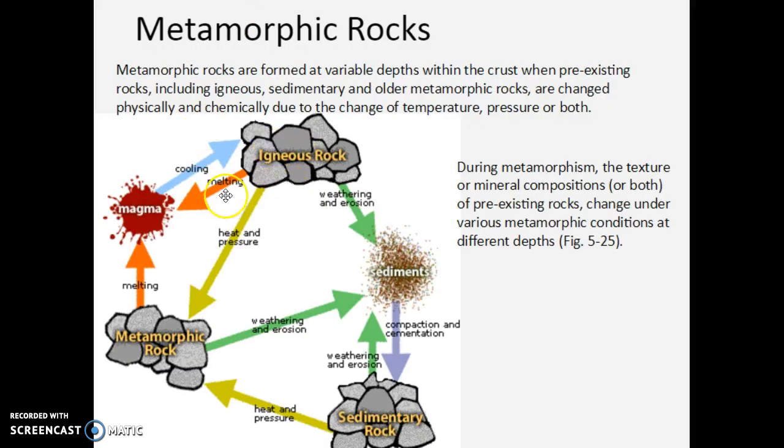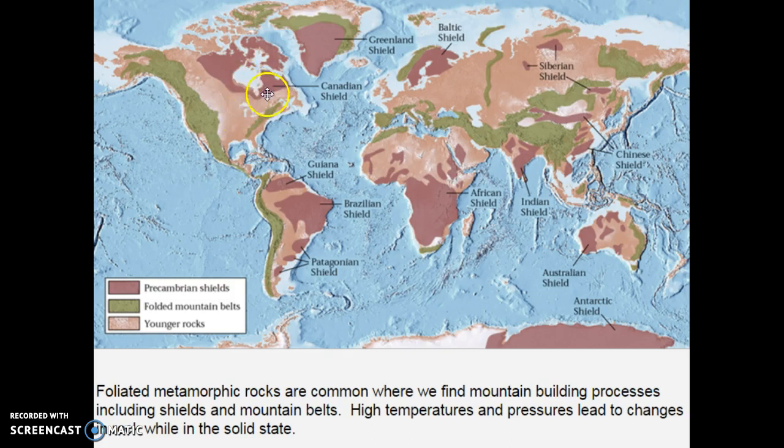So we move on in the rock cycle. We started off studying igneous rocks, and we studied sedimentary rocks, and now we've moved on to metamorphic. Metamorphic rocks are formed at variable depths within the crust when pre-existing rocks, including igneous, sedimentary, and other metamorphic rocks, are changed physically and chemically due to the change of temperature, pressure, or both. During metamorphism, the texture or mineral compositions, or even both, of pre-existing rocks change under various metamorphic conditions at different depths.